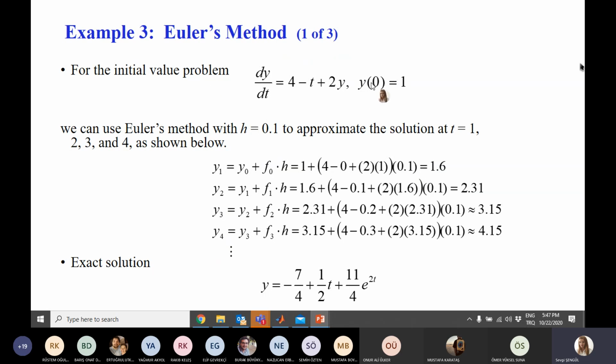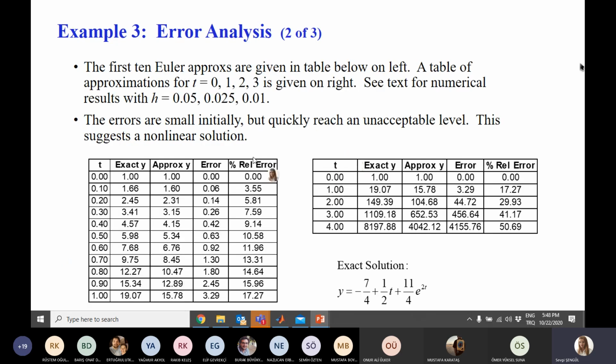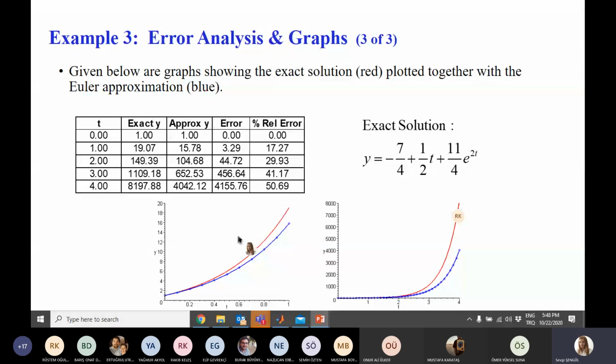Let's do it. Now we are starting from 0, step size is 0.1, and we will apply the Euler's formula when t is 1, 2, 3, and 4. And as you can see, we are starting when t is 0, y is 1, we plugged in, we find y1. By using this, we are finding y2, and it's going like this. And this is the exact solution. Again, by linear equation, you can find that. And here you go. These are the comparisons for exact and approximate y.